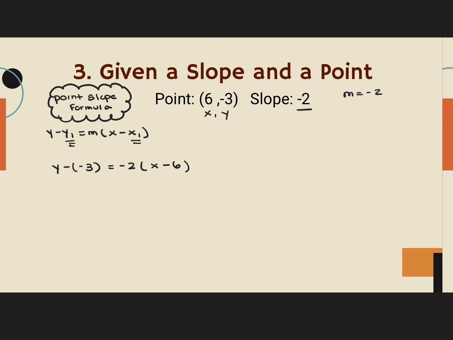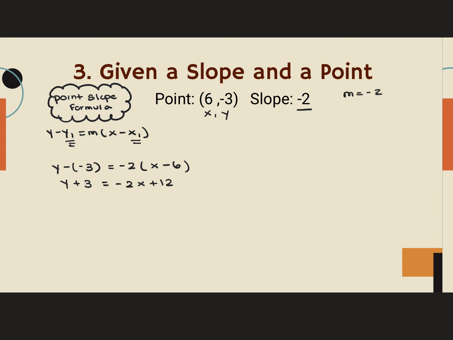All right, so all I did was replace my x1 and my y1 with the point that was given to me. So here I'm simply going to simplify. A negative times a negative is a positive, so I have y plus 3 is equal to, and I'm going to go ahead and distribute my -2. So I have -2x plus 12.